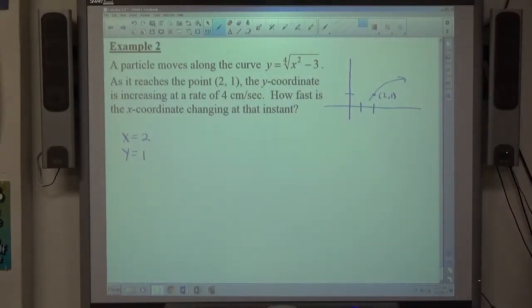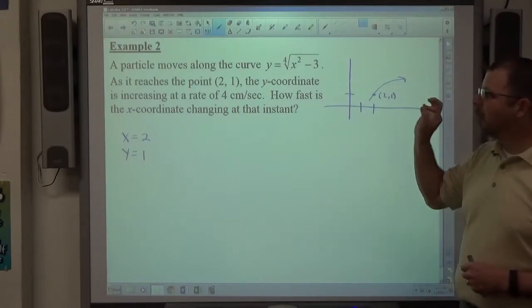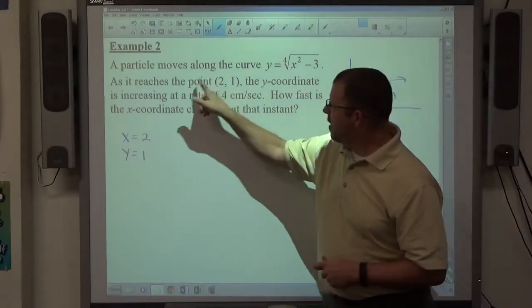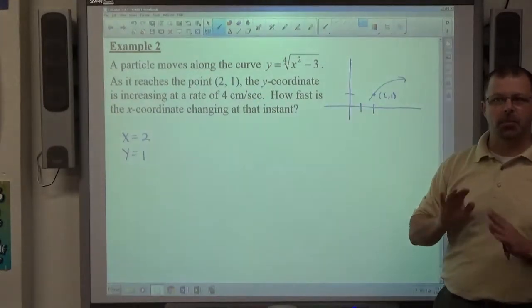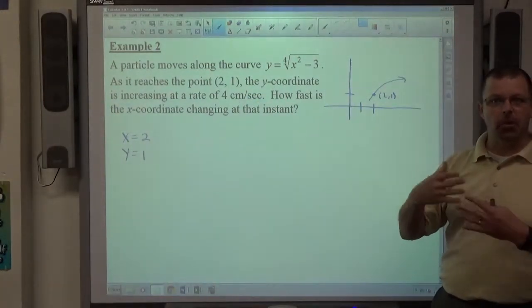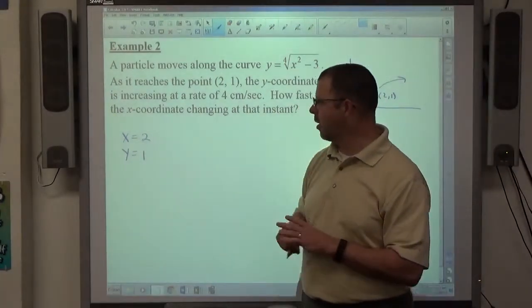Is x always 2 and y always 1? No, they're changing. This particle is moving along this curve. But at the moment it reaches the point (2, 1), at that exact moment in time, that's when we care. For the most part x and y are variables, but at the moment we care about, x equals 2, y equals 1.